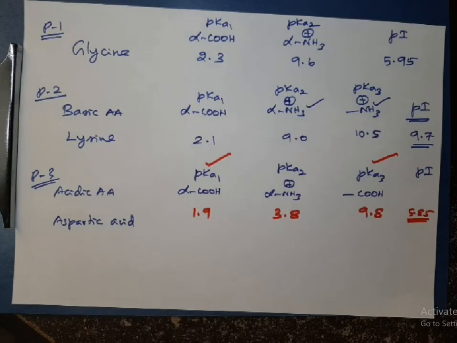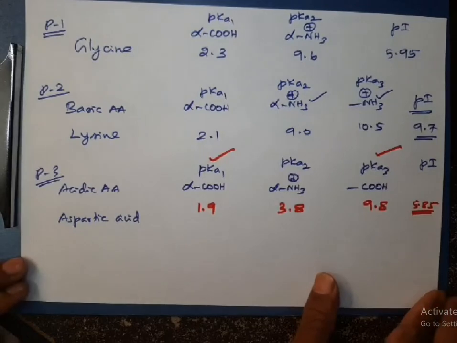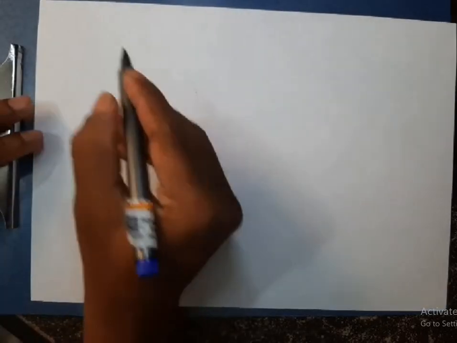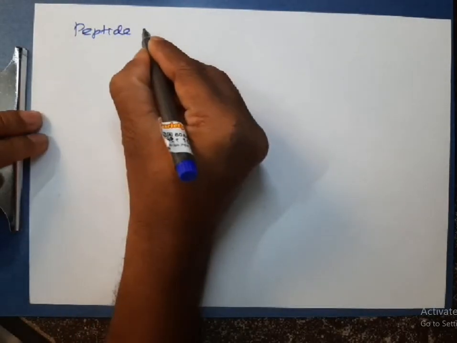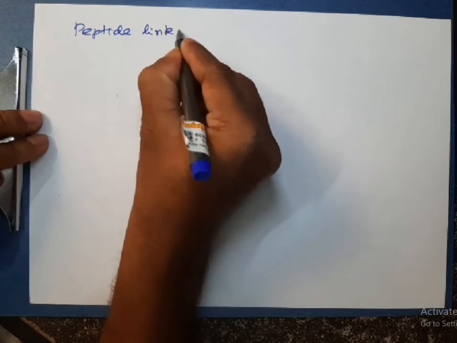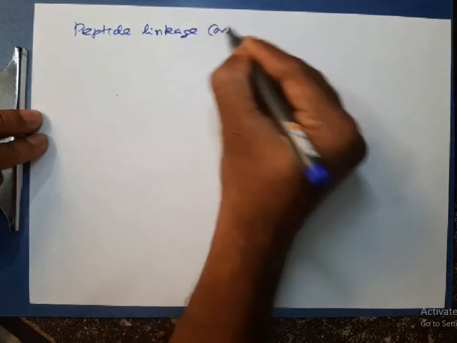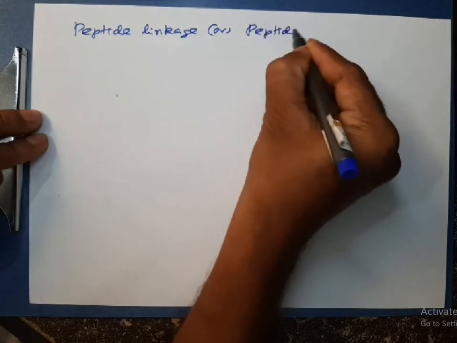Okay, is it clear, students? Any doubt? No doubts. Right. So this is regarding the isoelectric point. Now let me introduce what is called the peptide linkage, or peptide bond.